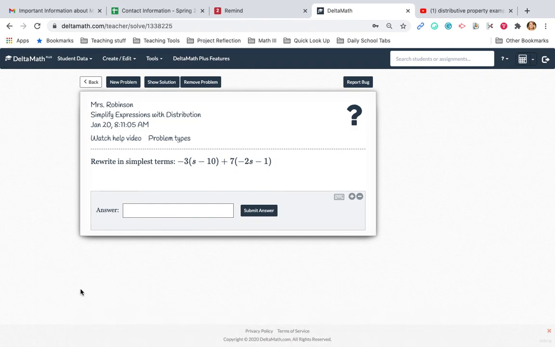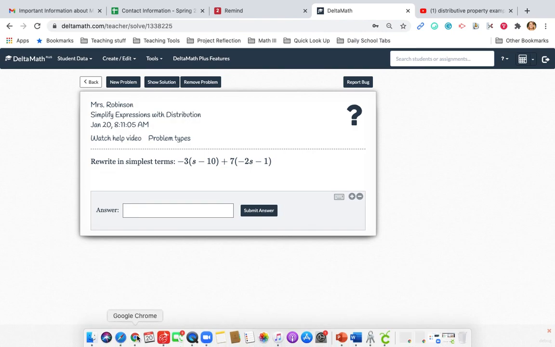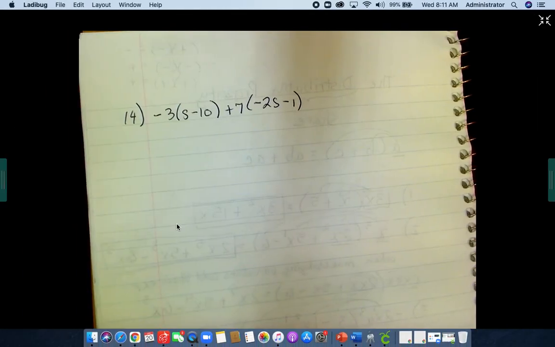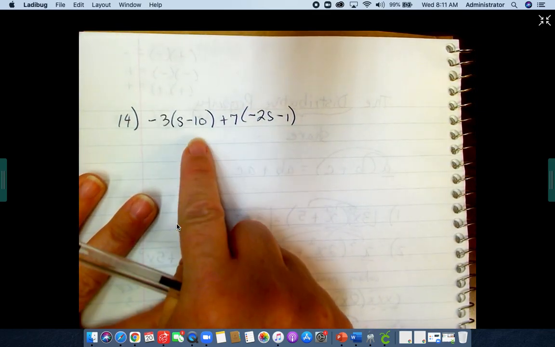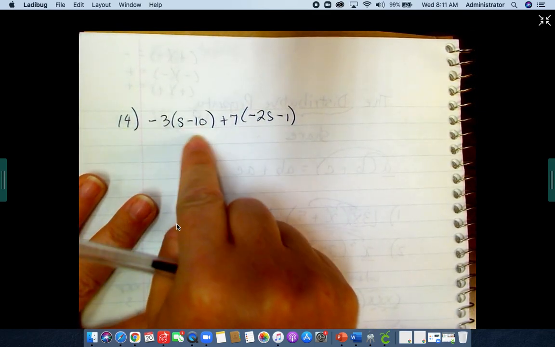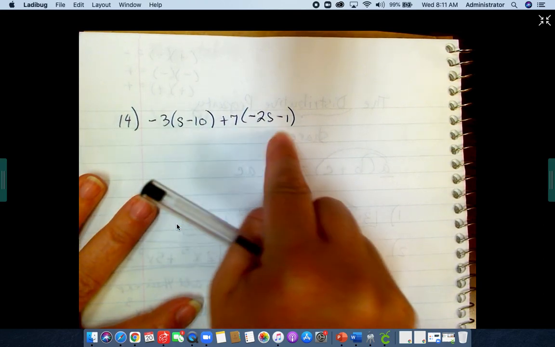So I've copied this problem down. We always want to verify that we wrote everything down correctly. We don't want to be crowded in our work, so make sure it's spaced out. So this problem looks a little different. It looks like we've got negative 3 times this quantity in parentheses plus 7 times this quantity in parentheses.